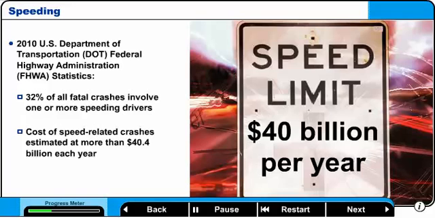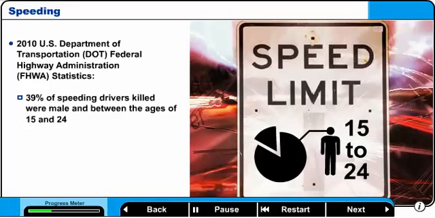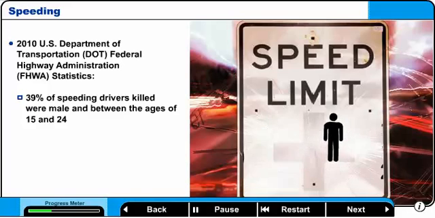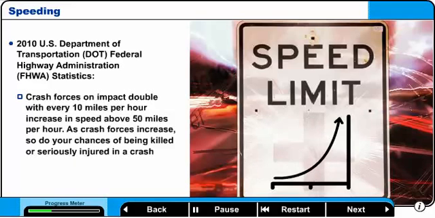Here are some more FHWA statistics to consider. 39% of speeding drivers killed were male and between the ages of 15 to 24. Male drivers involved in fatal crashes were more likely to be speeding than females involved in fatal crashes. Why is speed so significant? Crash forces on impact double with every 10 miles per hour increase in speed above 50 miles per hour. As crash forces increase, so do your chances of being killed or seriously injured in a crash.